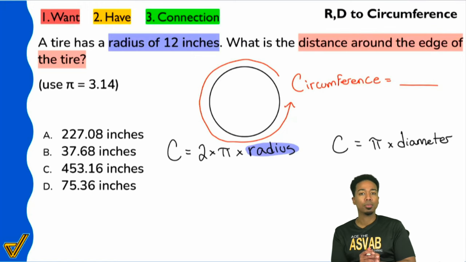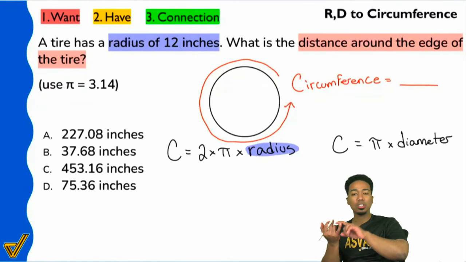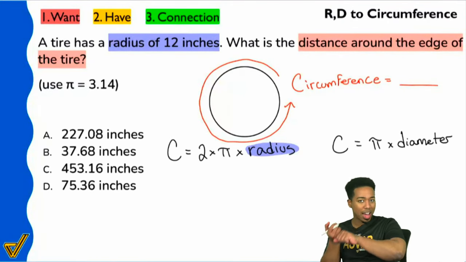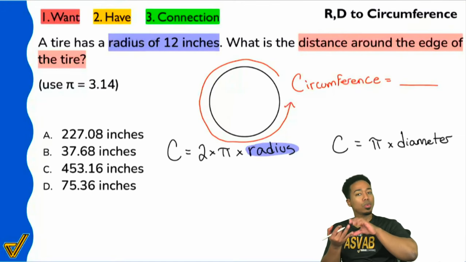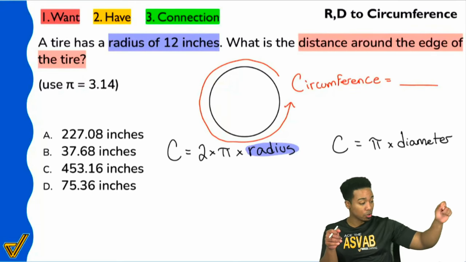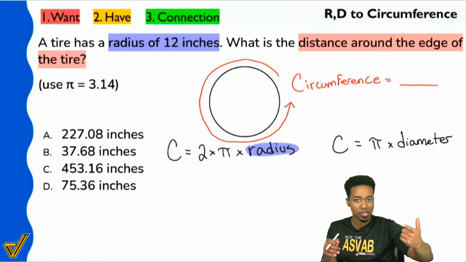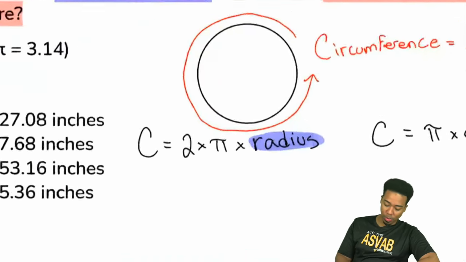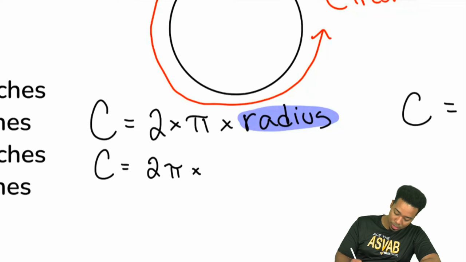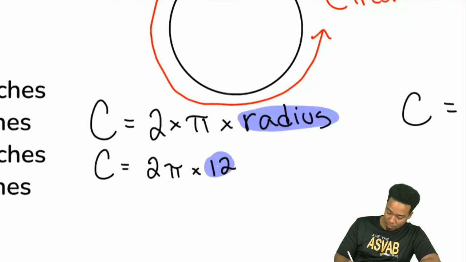And so boom. Notice that if we know our formula, and better yet, we have two formulas that represent the same thing, but we have our formula memorized and we know how to spot circumference, distance around the edge of the circle, that's what triggered all of this. Now we plug in and we solve. Circumference equals 2 times pi times that radius, which was 12.